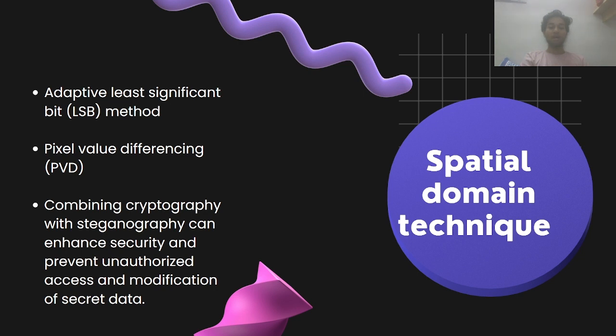So overall, the article presents a comprehensive review of various spatial domain based image steganographic techniques, their advantages, and their limitations. The proposed methods have different strengths and weaknesses, and selecting the appropriate technique depends on the specific requirements of the application. So next, we'll see the edge based techniques.